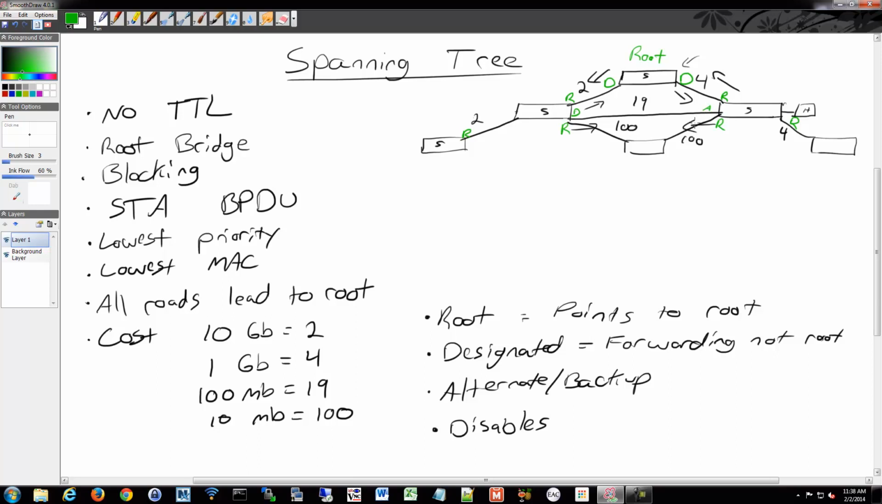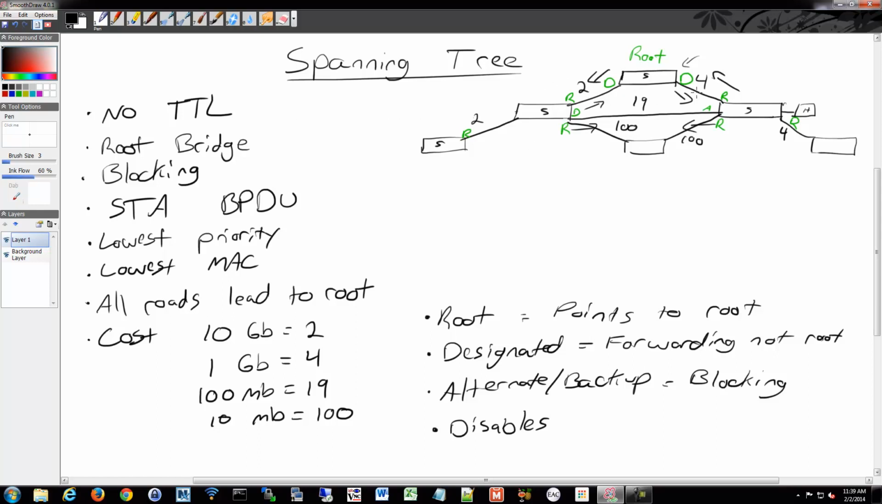The alternate port is in blocking mode. So alternate really means disabled, but still in up mode as far as configuration is concerned. Just Spanning Tree has it in that blocking mode.